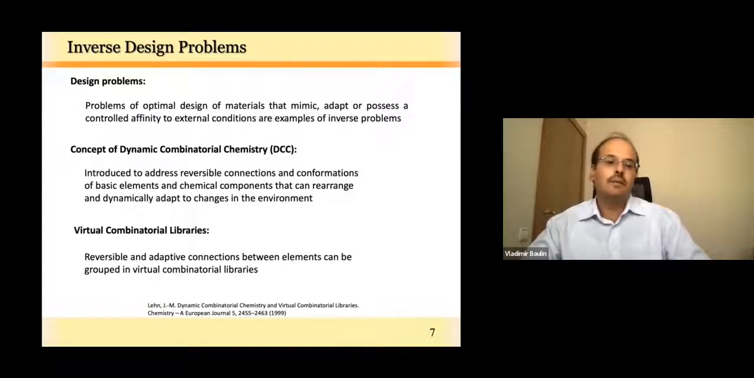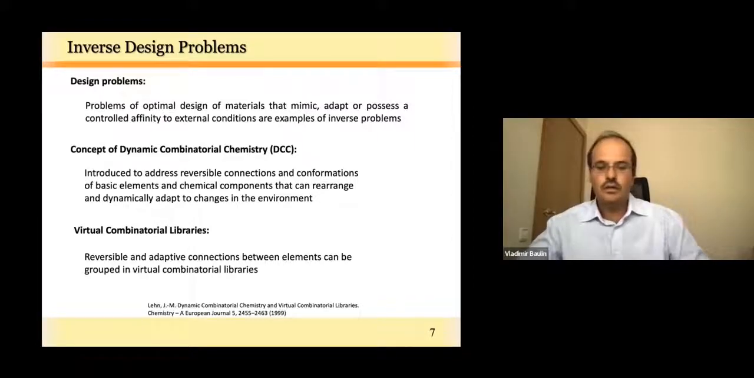And another concept is virtual combinatorial libraries. So those basic elements or conformations or those reversible connections can be written in the virtual libraries. And reversible and adaptive connections can then be accessed, and in the external field you can select from those libraries the material or those molecules which are the most fitted or most adapted to those external conditions. And then the conditions may change, but the molecule will also change.